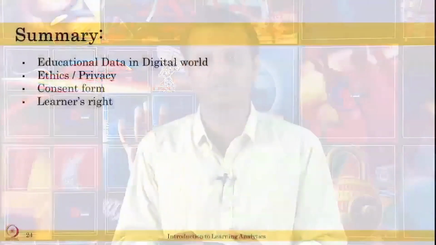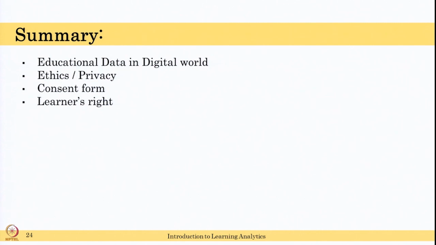So, in this lecture we talked about educational data in the digital world, like what data is collected in the digital world, also in educational settings. That is, data can be collected from different sensors, all this information. And we talked about ethics and privacy, how to secure the data, and what ethics should be followed when you collect data, and what a consent form is, what should be in the consent form, how to get a consent form, and how to get a consent form for minors. Also we talked about learners' rights. The very important one is that the learner has a right to opt out of the study anytime during your study. Okay.